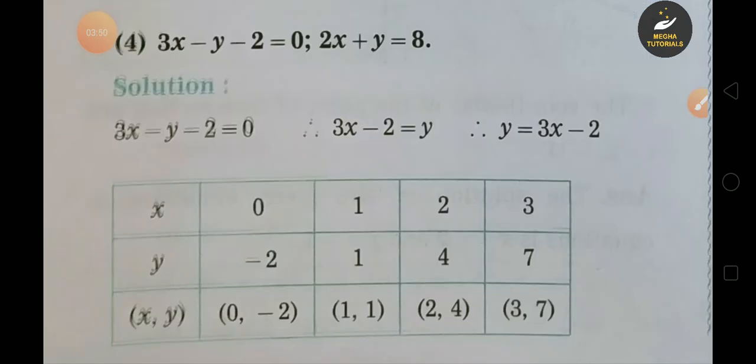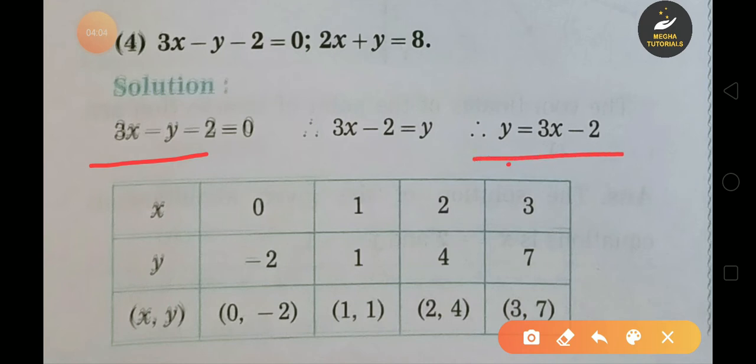Question 4. 3x minus y minus 2 is equal to 0 and 2x plus y is equal to 8. Okay, so first equation 3x minus y minus 2 is equal to 0, equation जो है वो y के form में लाया, y is equal to 3x minus 2. अभी हम लोग को x का value assume करते जाना है so that we will get the values of y. Okay, so let us take x is equal to 0, 3 into 0 is 0, 0 minus 2 is minus 2, so y is equal to minus 2 and first pair is 0 comma minus 2.